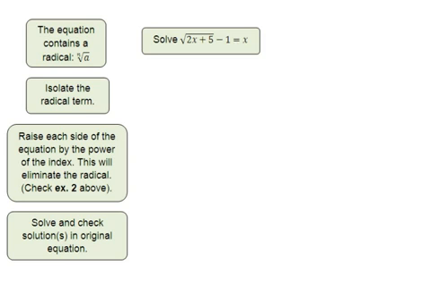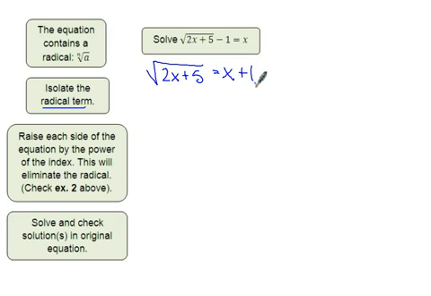Alright, so let's take a look at the problem. The square root of 2x plus 5, minus 1, is equal to x. This problem contains a radical, so what we want to do first is isolate the radical term, meaning just the part that's under the radical. So we have to get rid of the minus 1. We're going to add 1 to both sides, and now we have the square root of 2x plus 5 is equal to x plus 1.